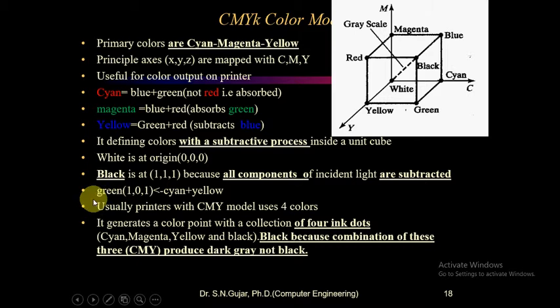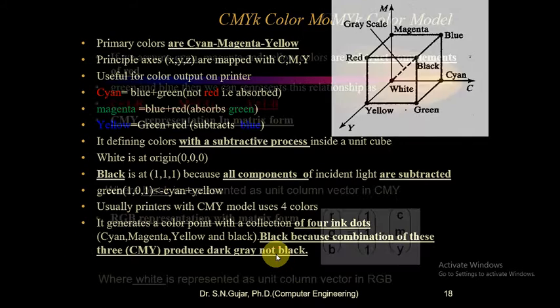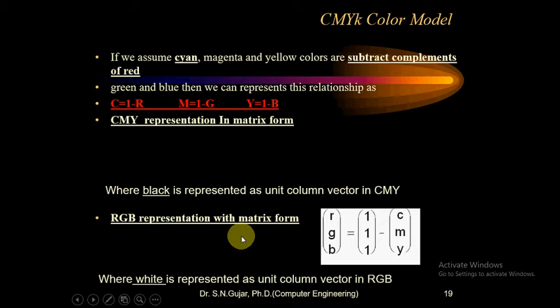Usually printers with the CMY model use four colors in generating a color point, with a collection of four ink dots: cyan, magenta and yellow, and black is added for the black and white. The combination of these three CMY produces a dark gray, not black. Now let us see how this is calculated, in mathematical form.